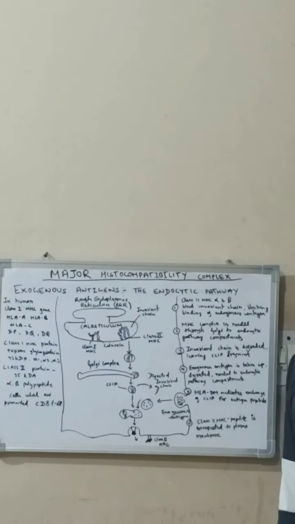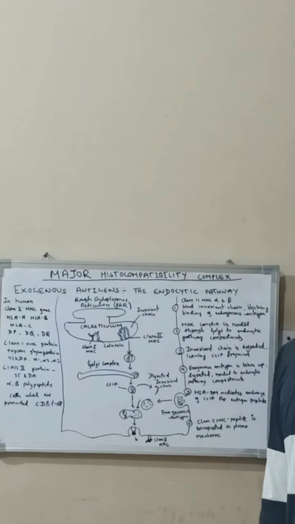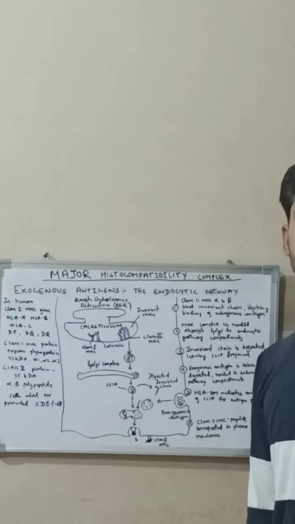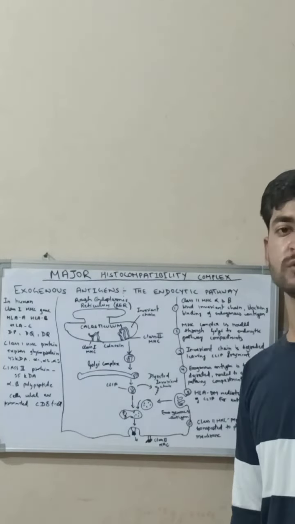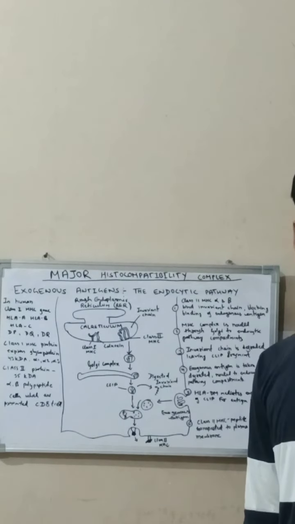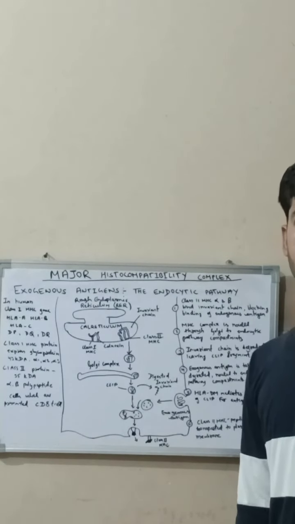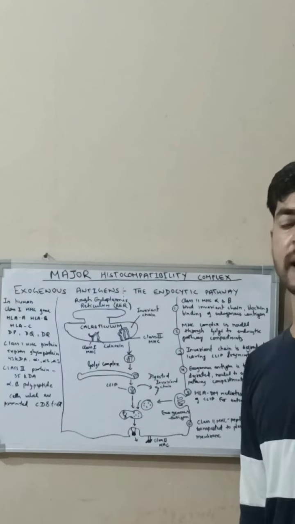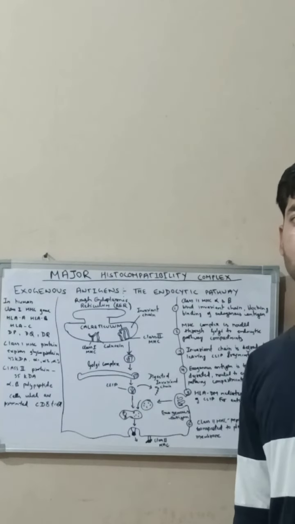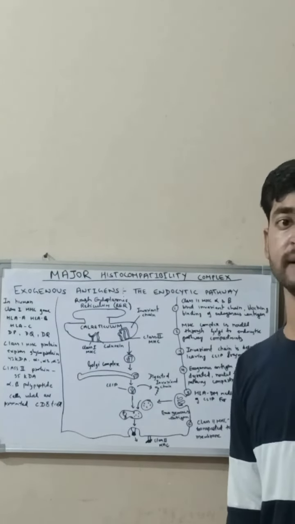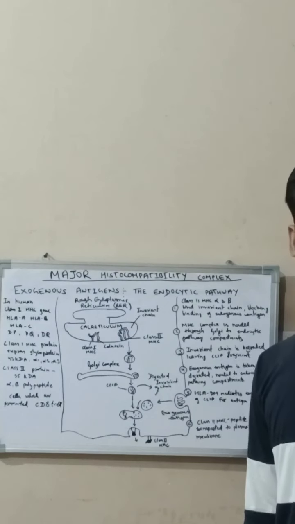Today in this e-video I will be talking about the major histocompatibility complex, and mainly I will be focusing on exogenous antigen, that is the endocytic pathway. So first of all, what is the major histocompatibility complex? The major histocompatibility complex is a tightly linked cluster of genes, and MHC is located on chromosome 6 in humans and chromosome 17 in mice, right?